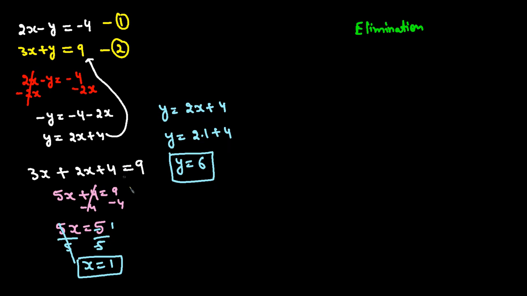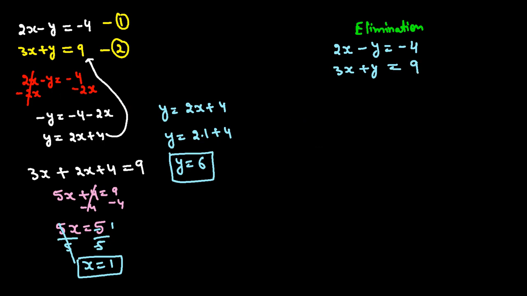So that's called substitution method. You solve for one variable and plug that variable into the second equation. Solve it. Alright. So let's do the other method, which is elimination. So let's say I got 2x. I'm gonna solve the same problem and see if we get the same answer. 2x minus y is equal to negative 4, and 3x plus y is equal to 9.